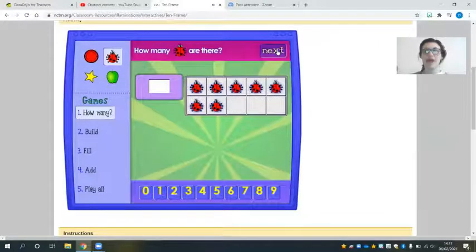How many bugs are there? So we've got to look at our 10 frame and have a look at how many bugs are in our 10 frame. So we've got 1, 2, 3, 4, 5, 6, 7. And well done if you did our faster way where you knew the top line had 5, so you put 5 in your head and then you counted on 6, 7.